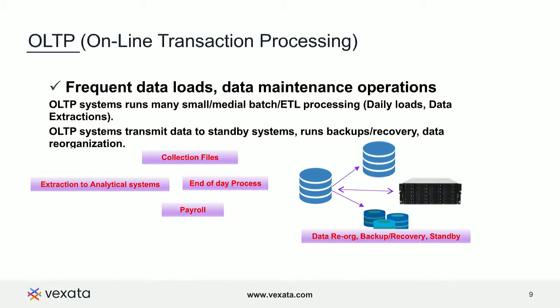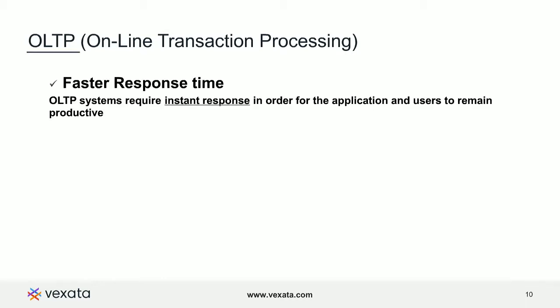Now, frequent data loads and data maintenance operations. The frequent data loads could be your small or medium application processing loads. It could be your daily, monthly loads. Consider any application that requires data to be loaded at the beginning of the day for processing. Your data maintenance operations could be transmitting data to your standby or backup systems, running backups, or data reorganization tasks. Some examples of data reorganization tasks could be index creation, index rebuild, data archiving, purging, compression, and creating partitions, etc. Finally, the OLTP application needs faster response time.